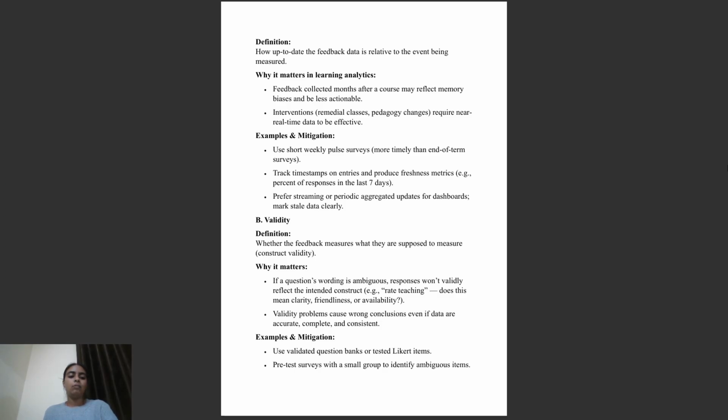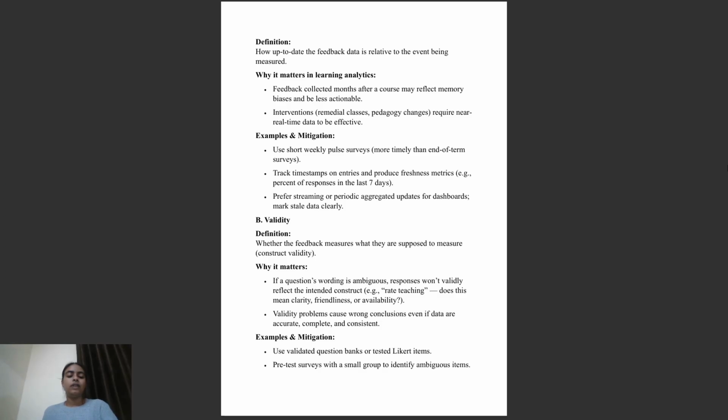How to maintain timeliness? Use weekly short surveys instead of only end-semester surveys. Store timestamps and track how recent the feedback is. Mark outdated data as stale in dashboards. Prefer periodic automatic updates from online systems. Timeliness ensures that decisions are based on current and relevant information.